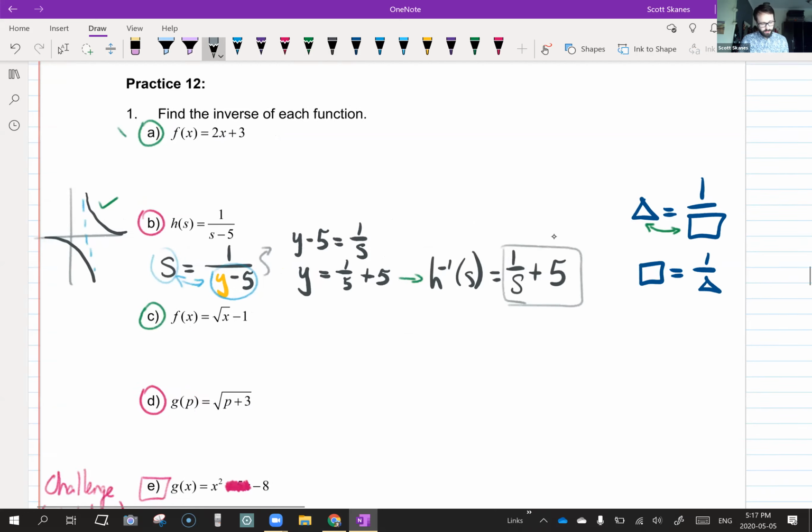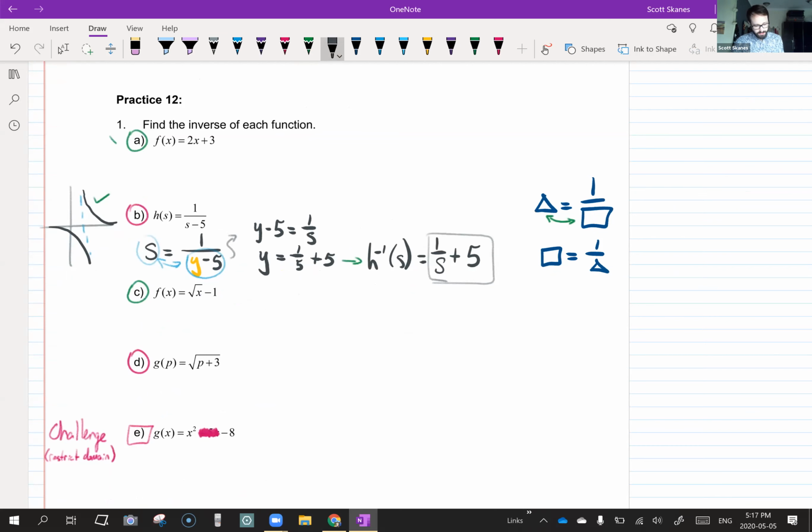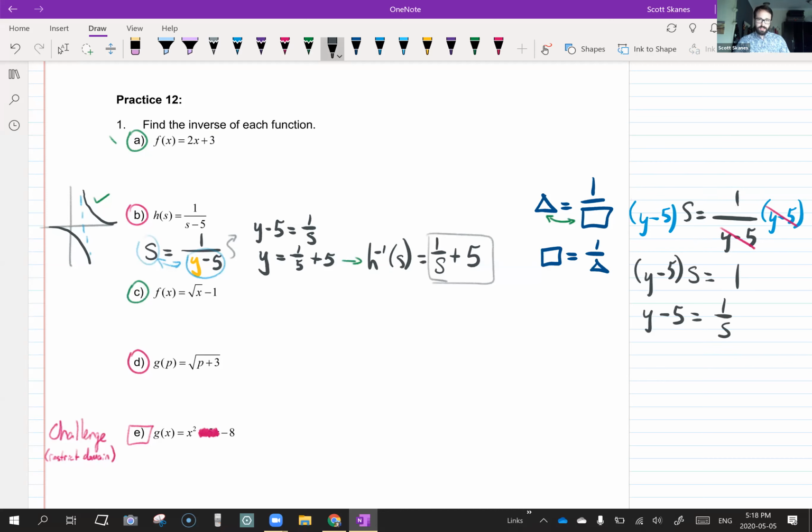I'll show you one very quick way I could have done this, because some of you might find that easier. S equals 1 over y minus 5. Some of you were taught that you should multiply both sides by the denominator. So y minus 5 on this side, y minus 5 on this side. That will cancel that, and what I end up with is this. And then I'll divide by s. And then I'll take the 5 over. Let me see. Actually, I won't divide yet. I'll expand it.